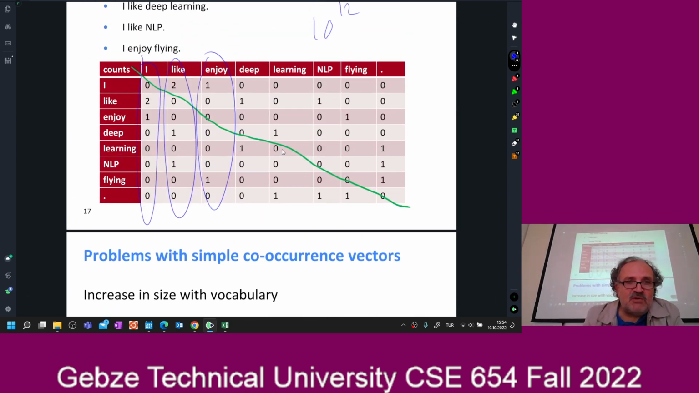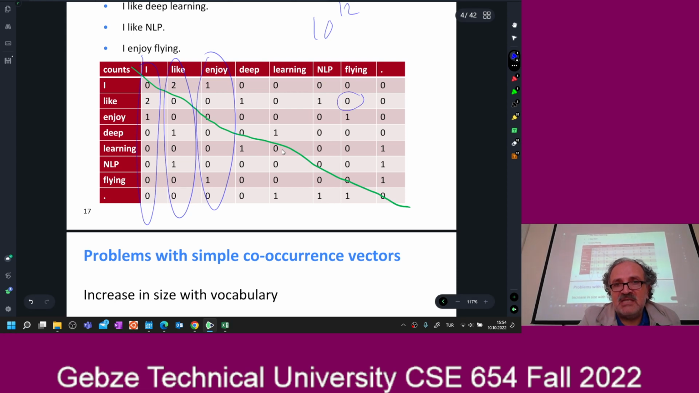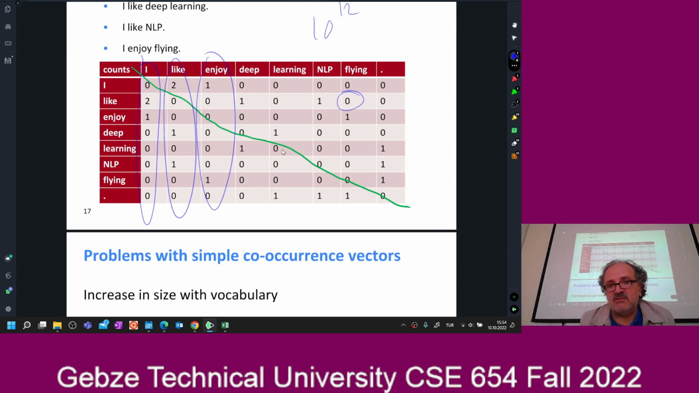Are they really zeros, or did they just not occur in my case? For some cases, I don't know. Like and flying did not happen together, but that's because my corpus is not large enough. So maybe I shouldn't trust these kinds of zeros. Zeros are not really zeros.